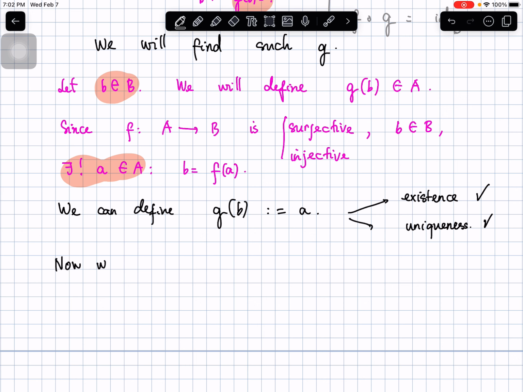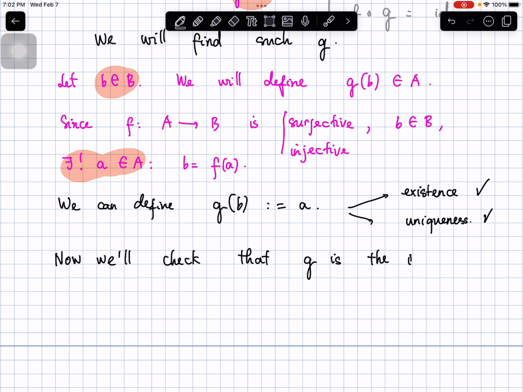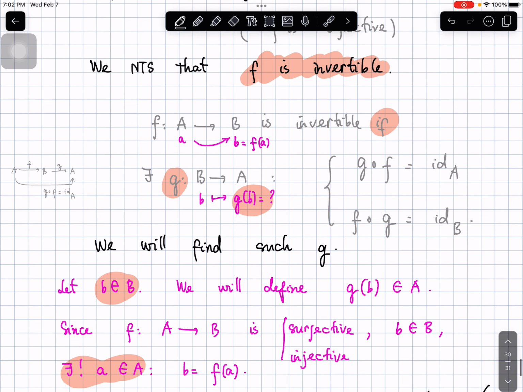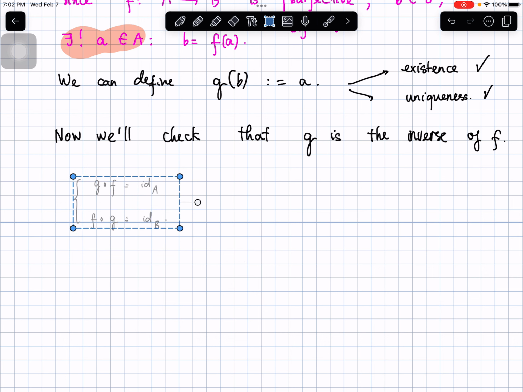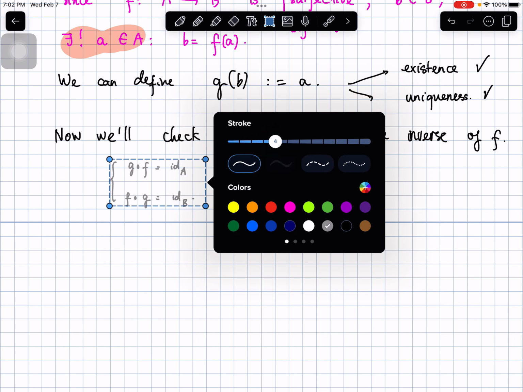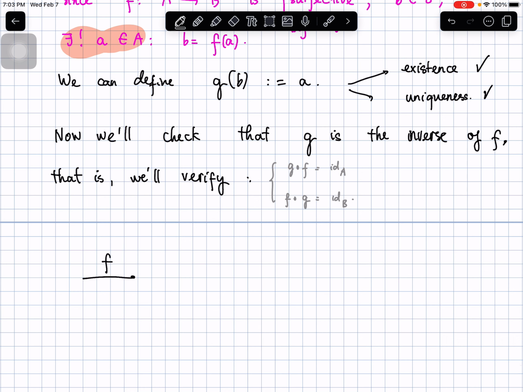Now we check that g is the inverse of f, meaning that we verify the two conditions. g dot f sends A to B, and then g sends B back to A. We can verify that g dot f is equal to the identity on A.